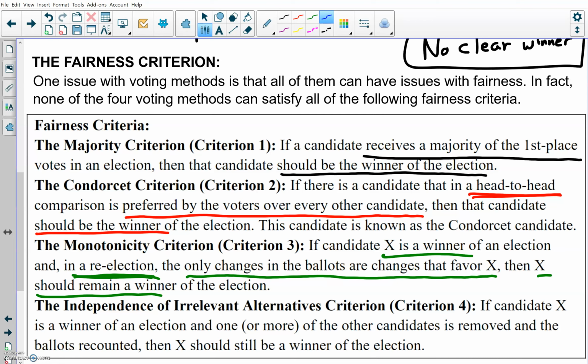And the last one, you gotta take a deep breath. The independence of irrelevant alternatives criterion. Ooh, that's a mouthful. But basically in this one, candidate X is a winner of an election. Other candidates are removed, and the ballots are recounted. X should still be a winner. If they aren't, then the independence of irrelevant alternatives is violated. So we'll pick up with the examples for this in part 3, but you'll be looking for some of these key aspects that I've underlined in order to determine which of the criteria will be violated.